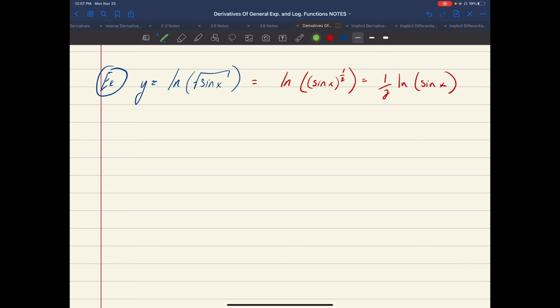Okay, now let's do the derivative. Let me see if I can choose a color that's not. Okay, so y prime, and I'm going to start with this over here. y prime is the derivative of the outer function, and I'm just going to hold back this 1/2 because we can multiply it at the end. So this would be times 1 over sine x, so this is a chain rule, times the derivative of sine x, which is cosine x. So this one, cosine over sine, would be cotangent. So this is really 1/2 cotangent.